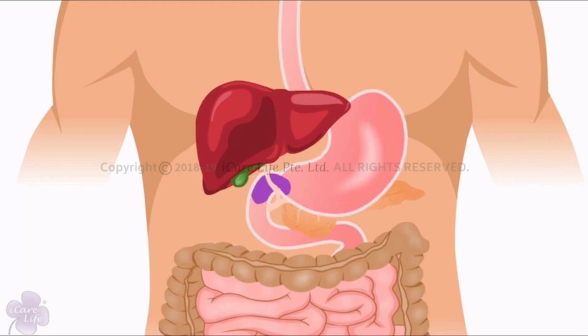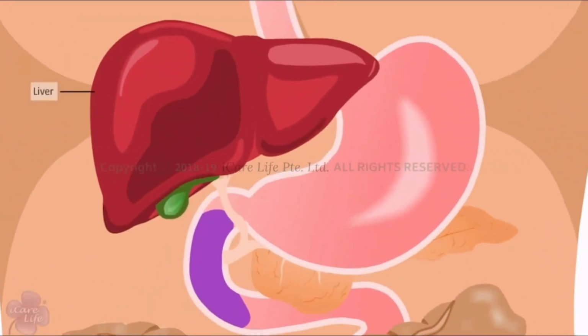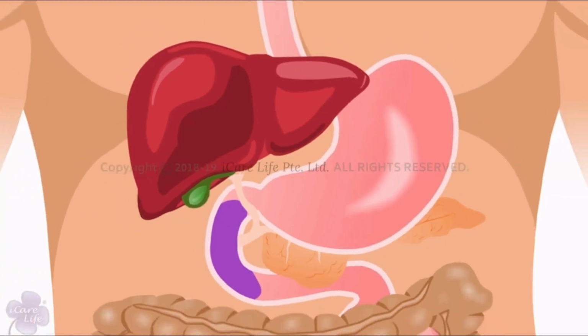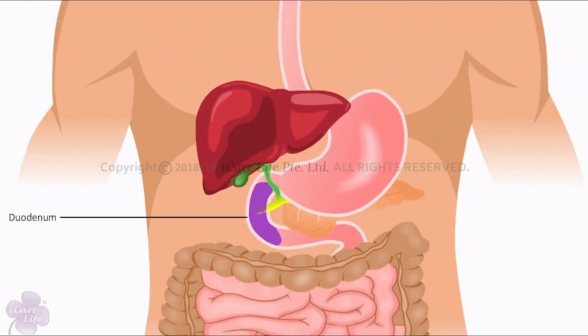This thick liquid is then poured into the first part of the small intestine, known as the duodenum. The liver, located at the right upper side of the stomach, produces liquid called bile, which is necessary to break down fats. The bile produced by the liver is stored in the gallbladder, which is located just below the liver. When fatty food reaches the duodenum, the gallbladder releases bile into the duodenum to help break down the fat.